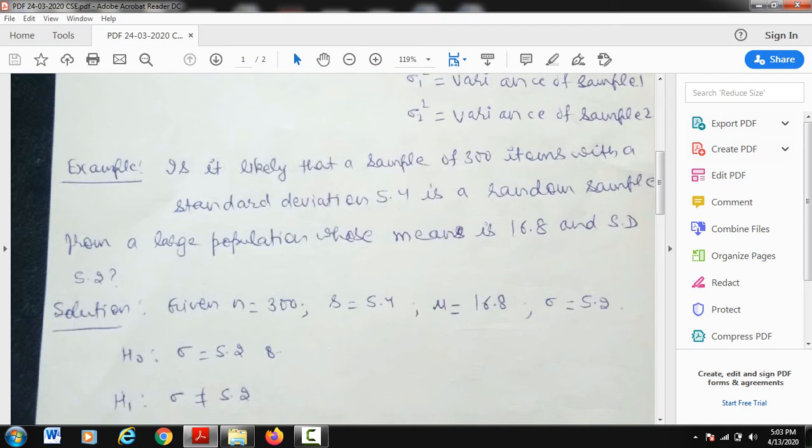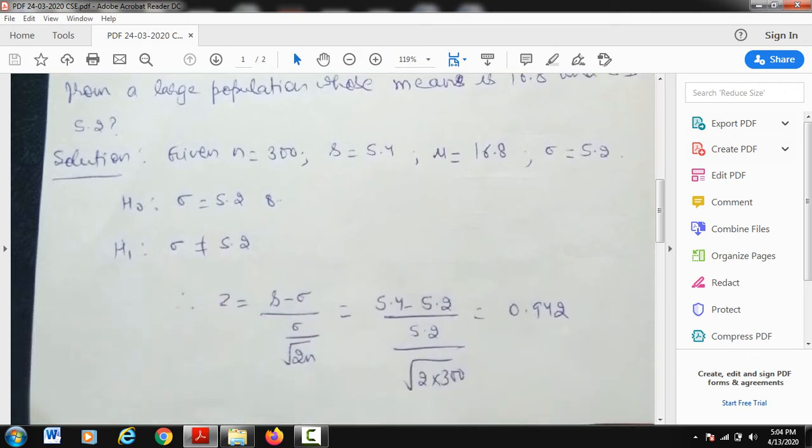Question: a sample of 300 items and its sample standard deviation, small s, is 5.4. n is 300, a random sample from a large population whose mean is 16.8, that is mu, and standard deviation is 5.2, that is sigma. So we just want to check whether the sample of 300 items having standard deviation 5.4 has been derived from that population whose mean is 16.8 and standard deviation is 5.2.